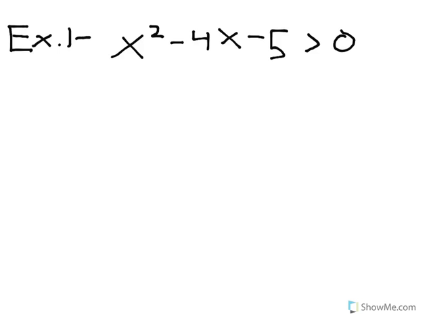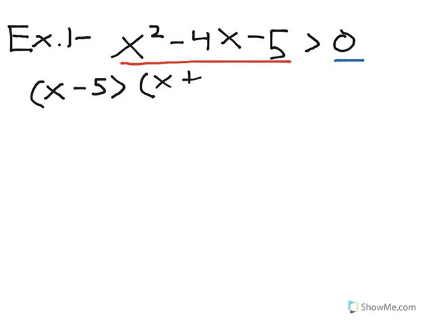Okay, so here's an example of a quadratic inequality. On the left side you have a quadratic polynomial, and on the right side you have a 0. So to start, you're going to factor the left side out. So it's going to become x minus 5 times x plus 1, and that's all still going to be greater than 0.